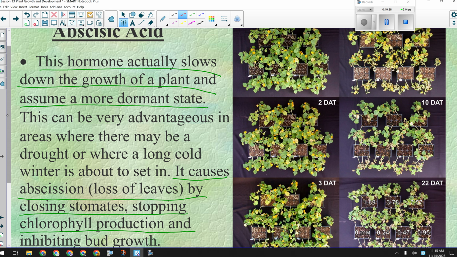Okay, so does that make sense? So what we need to know there is the role that abscisic acid plays: it prepares plants for dormancy, and how it does that, it stops chlorophyll production.